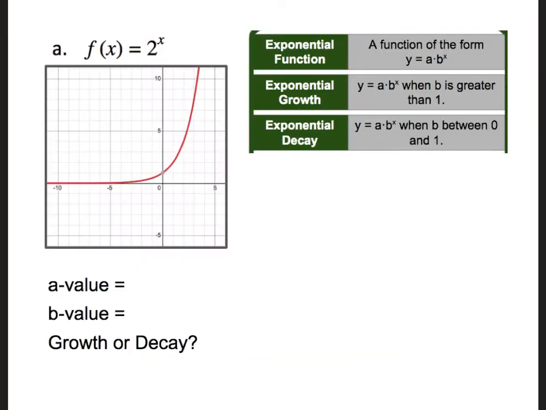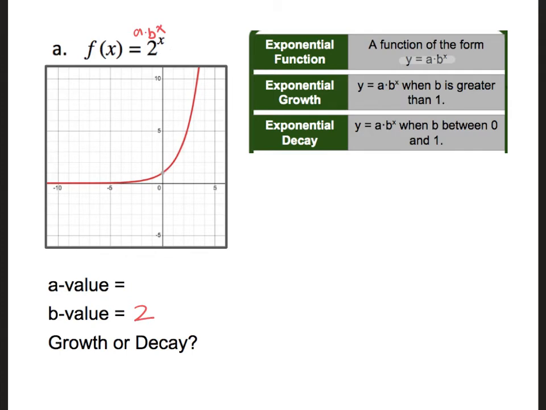We're going to look at our first two graphs and equations. My first one is f of x equals 2 to the power of x. Now, this one wants me to identify my a value and my b value. Remember my functions of that form, that's over here, y equals a times b to the power of x. So really we're doing a times b to the power of x. Your b value is always the thing being raised to the power of x. So in this case, my b value is 2.